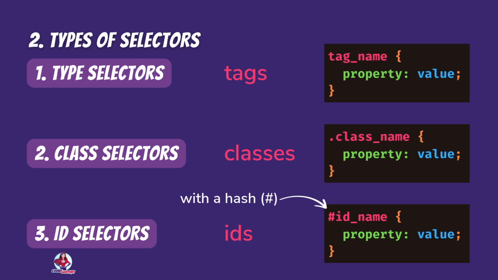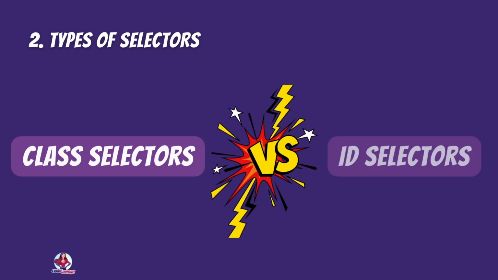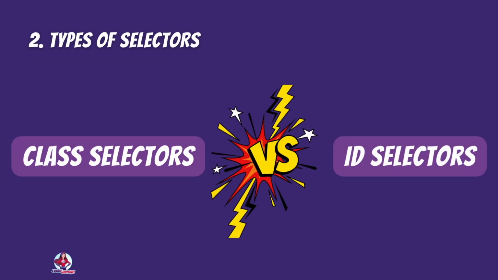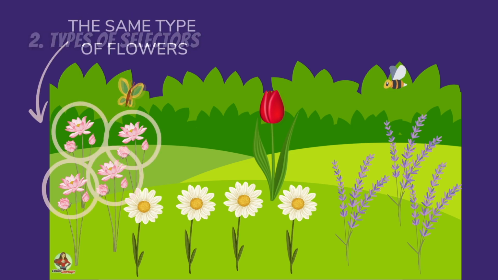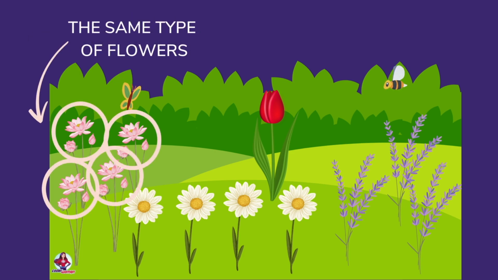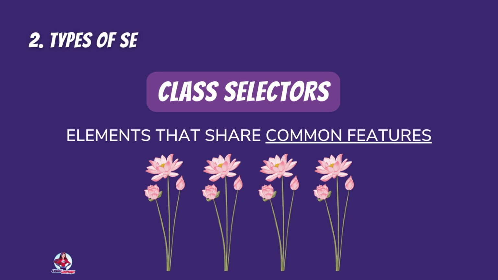You might be wondering what's the difference between class and ID selectors. Can you use them however you like? Well, it's not that easy. There's a big difference between them. Imagine a garden full of flowers. A class is like a group of flowers that share the same color or type, such as red roses or blue tulips. In a garden, you can have multiple groups of flowers with the same characteristics. On a web page, a class styles several elements that share a common design feature.